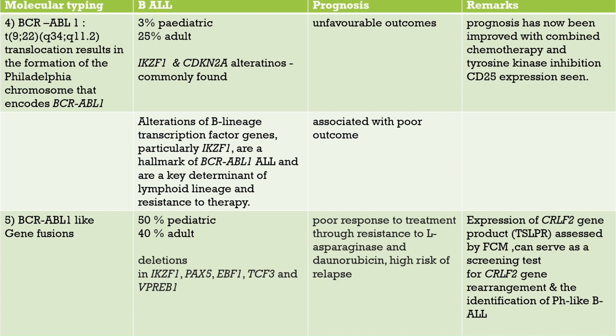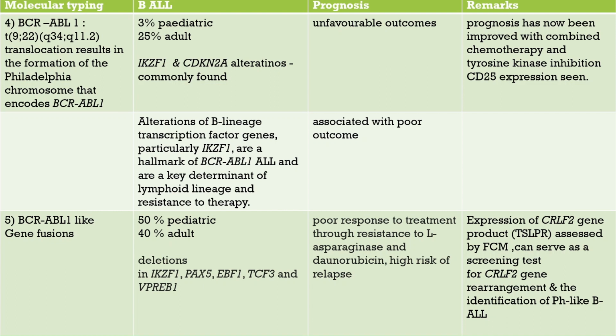The prognosis has now improved with combined chemotherapy and tyrosine kinase inhibition. CD25 expression is found on the immunophenotype of this type of ALL. Fifth is BCR-ABL1-like ALL. The main abnormality is gene fusion. It is seen in 50% of pediatric ALL and 40% of adult ALL.